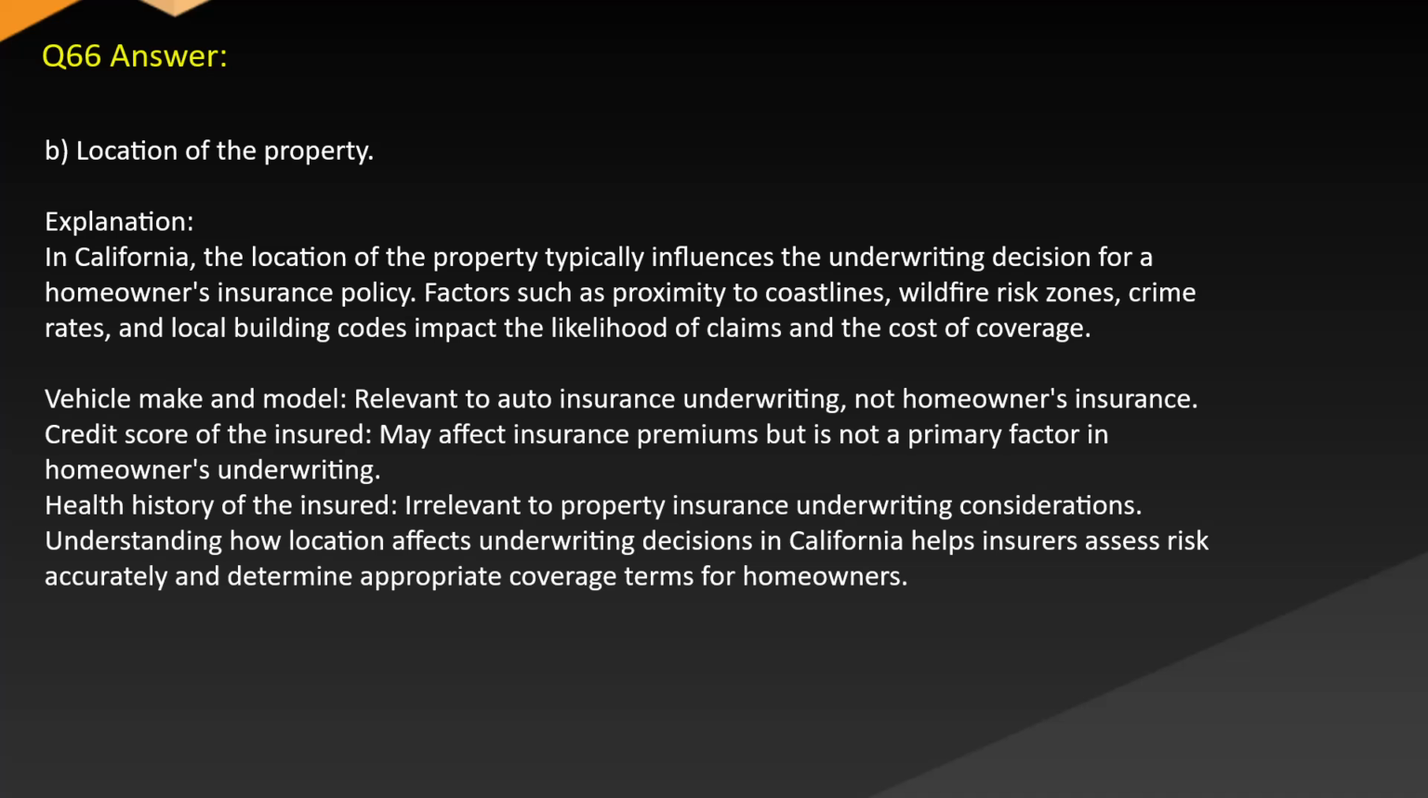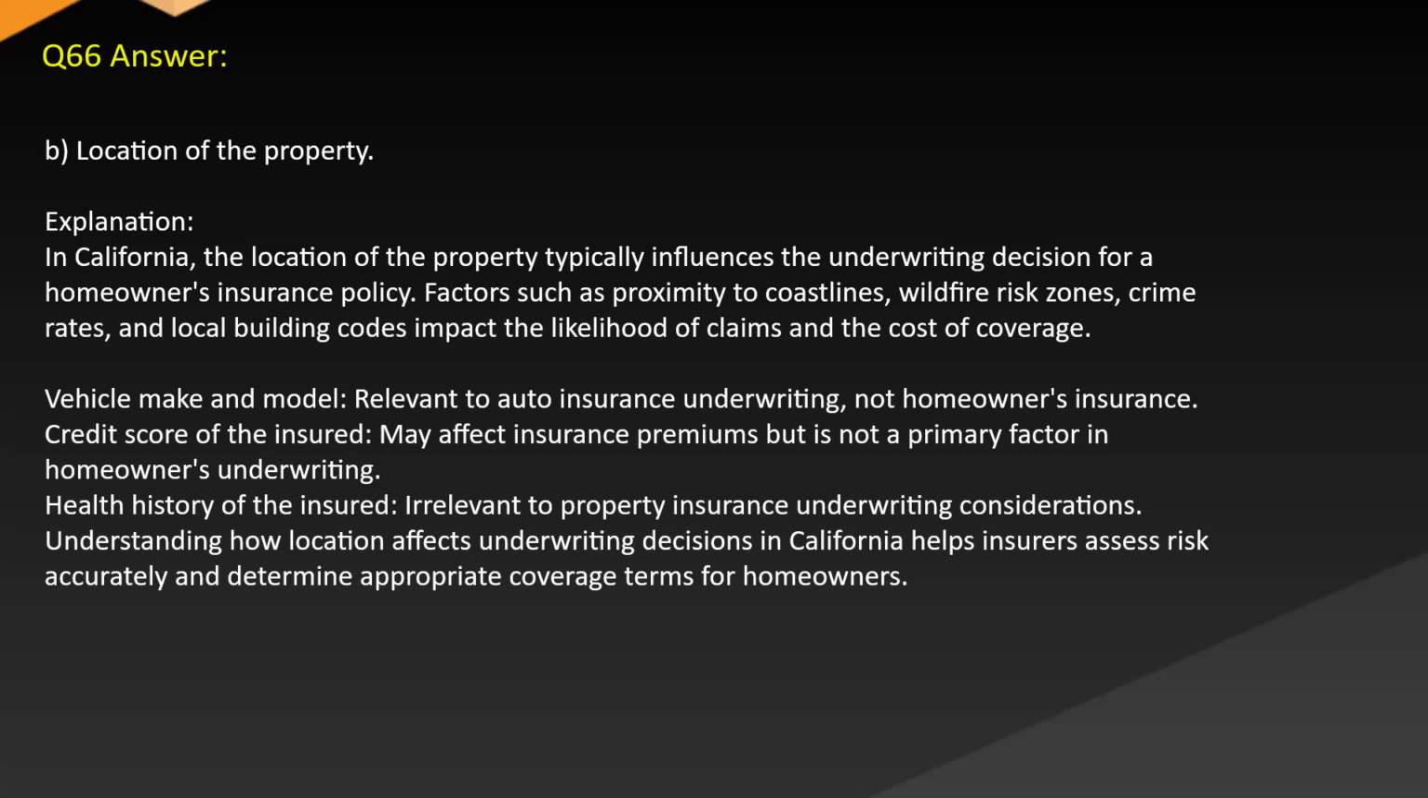Answer: B. Location of the property. Explanation: In California, the location of the property typically influences the underwriting decision for a homeowner's insurance policy. Factors such as proximity to coastlines, wildfire risk zones, crime rates, and local building codes impact the likelihood of claims and the cost of coverage.